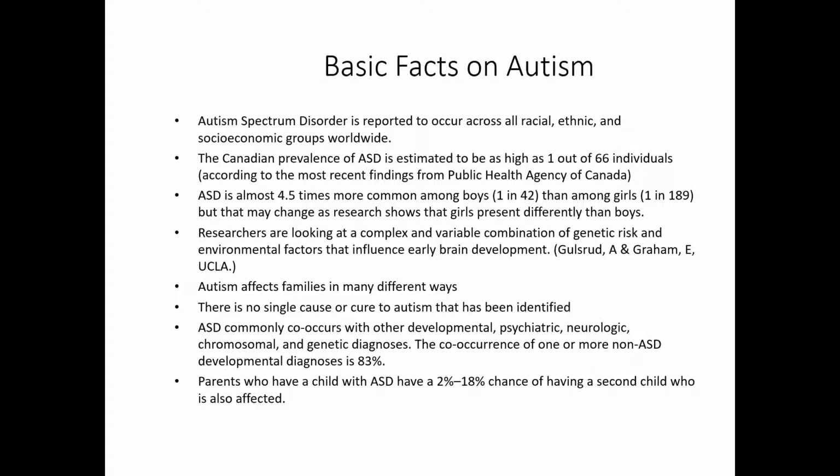ASD commonly co-occurs with other developmental, psychiatric, neurological, chromosomal, and genetic diagnoses. The co-occurrence of one or more non-autism related developmental diagnosis is 83%. And again, I'll go through some more information on that too. And parents who have a child with ASD have a 2 to 18% chance of having a second child who is also affected by autism.